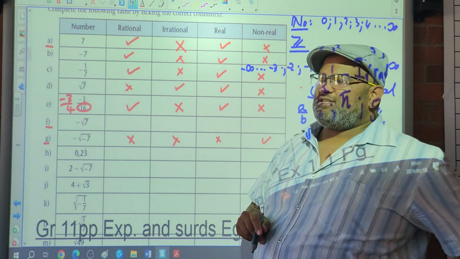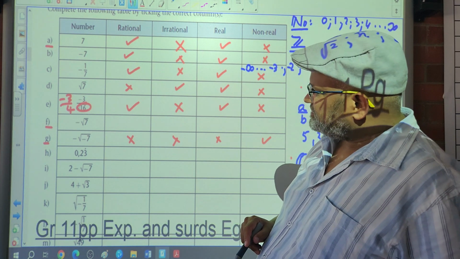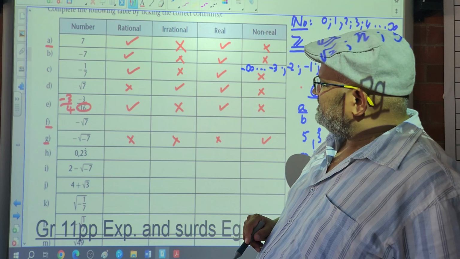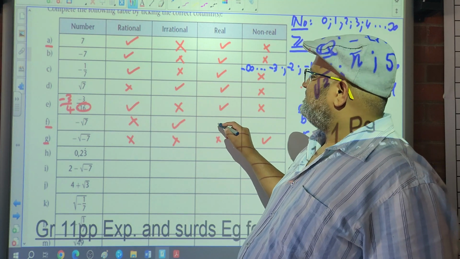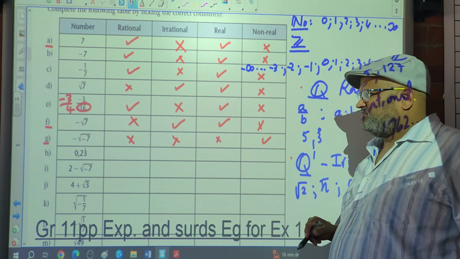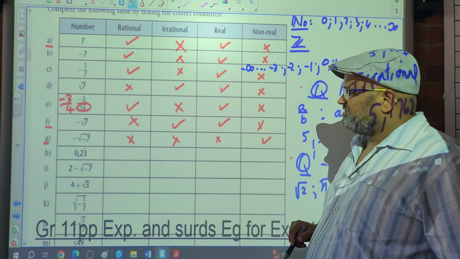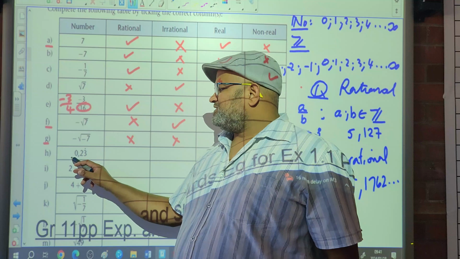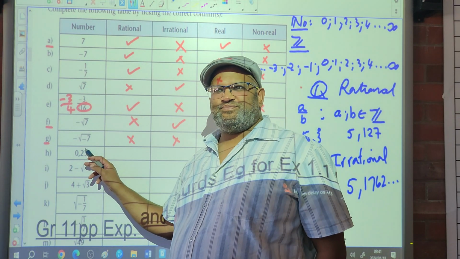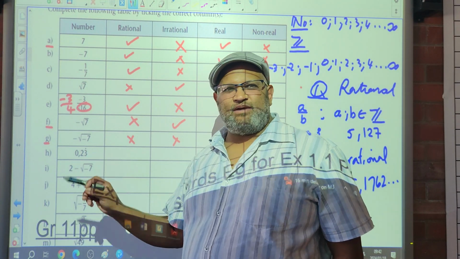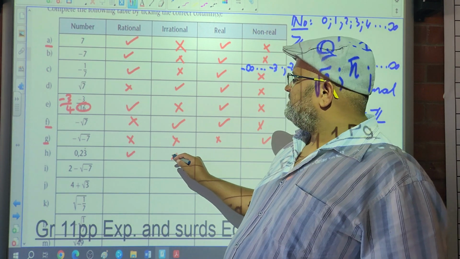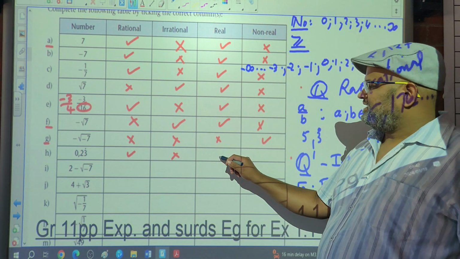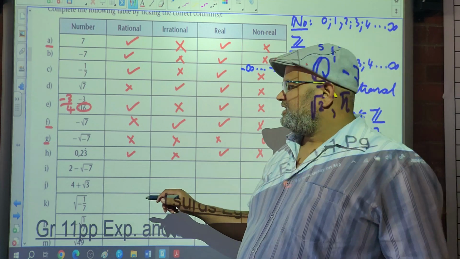Next, -√7. It is not rational. It's irrational. It's real and not non-real. Now 0.23 recurring, the recurring decimal. That number can be written as a fraction. Is it rational? Yes. Irrational? No. Real? Yes. Non-real? No.